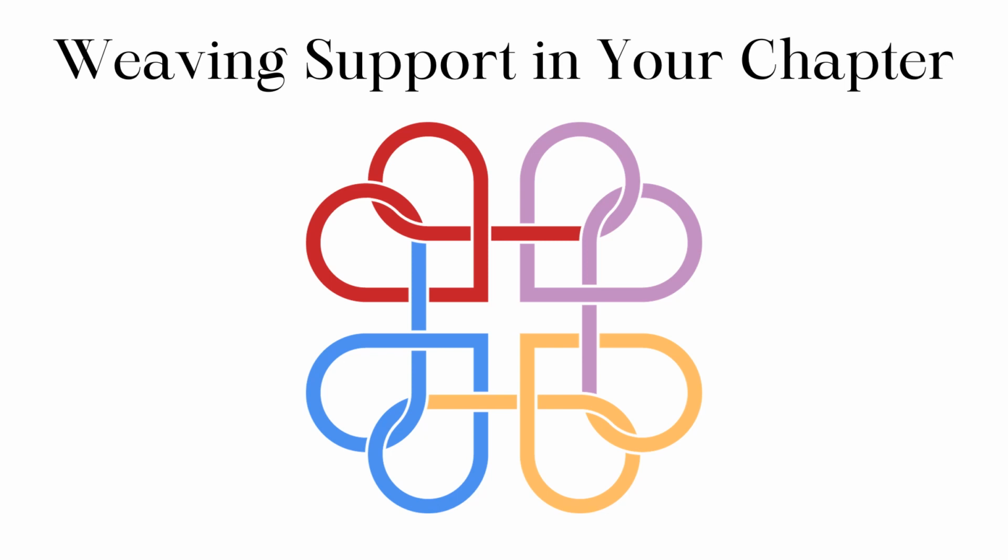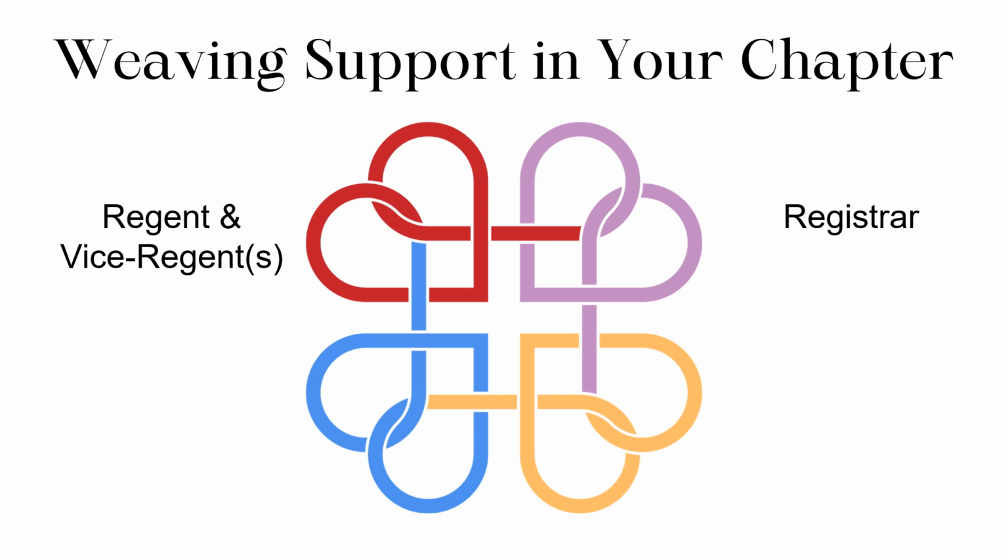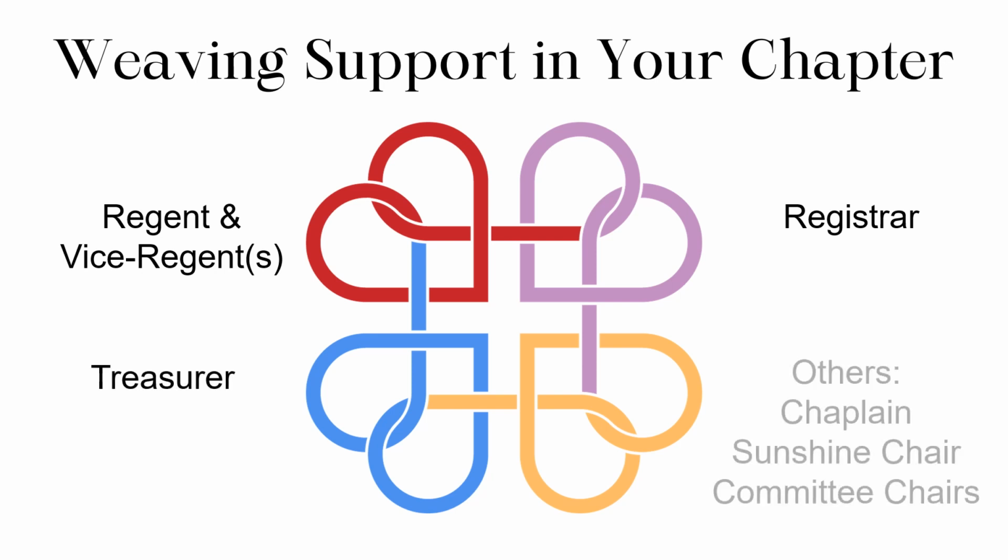The aim of this webinar is to show how these weft threads of membership can be woven in a manner to support your chapter. The membership committee can provide support to the chapter regent, first vice regent, and second vice regent if you have one, the chapter registrar, the chapter treasurer, and many others in your chapter, such as the chaplain, the sunshine chair, or your committee chairs. There are other persons in the chapter who are also providing support. However, the focus of this webinar is on the role of the membership committee.